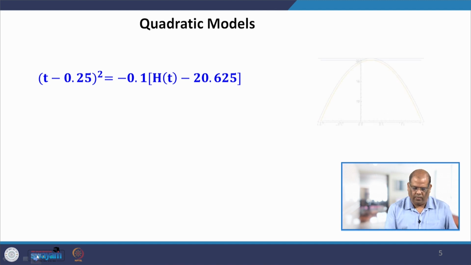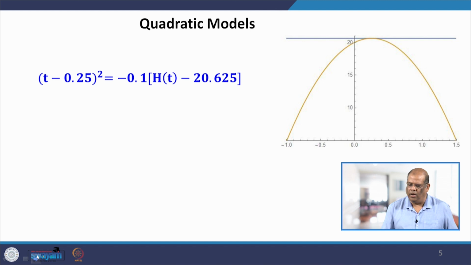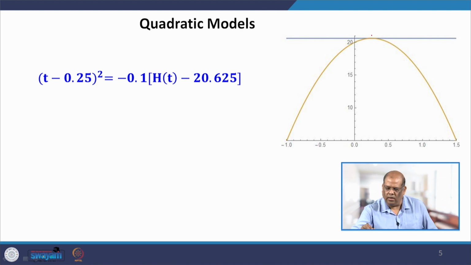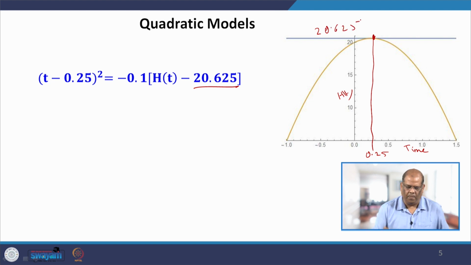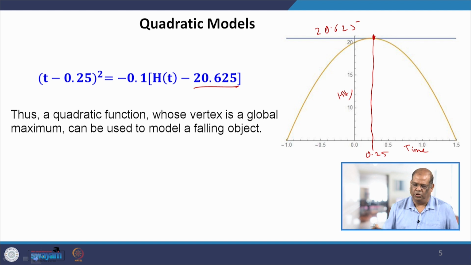If I now plot it, I am going to get a parabola something like this. So, what is the top part? This is the top part, and approximately this is going to be 0.25. So, this is the time and this is the height h(t), and the maximum height reached is this, which I can tell from here is 20.625.